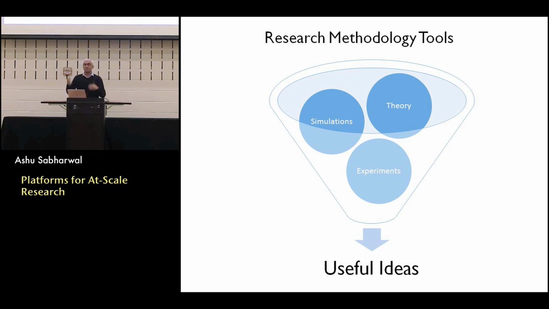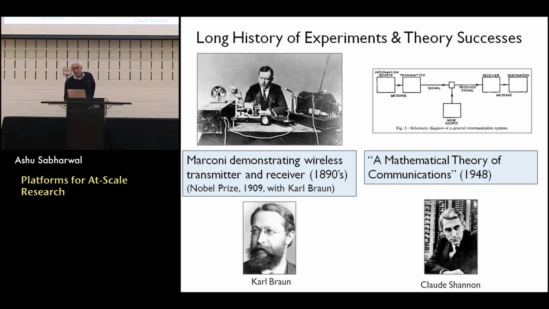And this has actually been a mix which has been going on for a long time. In fact, if you look at the history of wireless, the experiments came long before, where Marconi demonstrated wireless communication in the 1890s, and in 1909 he got a Nobel Prize with Carl Braun, who had shown similar experiments. And that's where wireless was born. And then around 50 years later, a mathematical theory of communications, which started information theory and a few other areas around it, a seminal paper by Claude Shannon, came about.